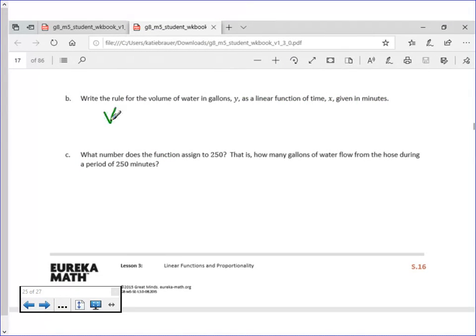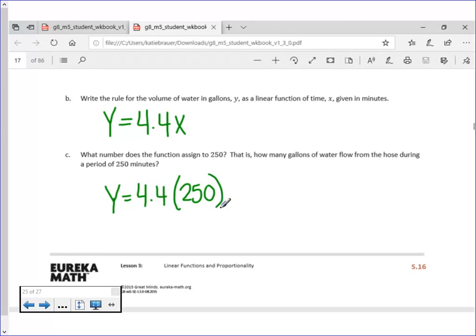So on B, our equation is y equals 4.4x. What number does the function assign to 250? We're going to say 4.4 times 250. Someone do that and tell me what you get. 4.4 times 250. 1,100 gallons is how many gallons you'd have in 250 minutes.